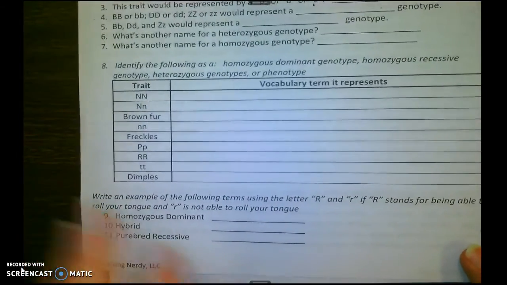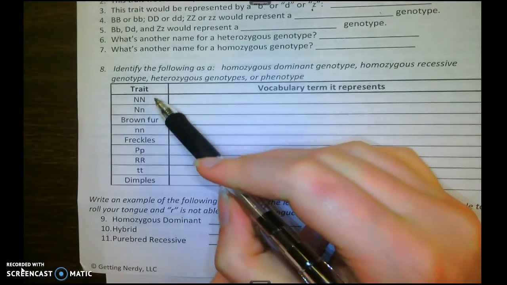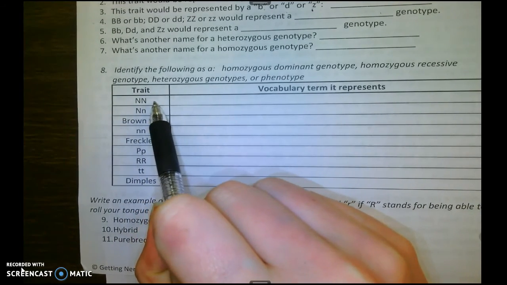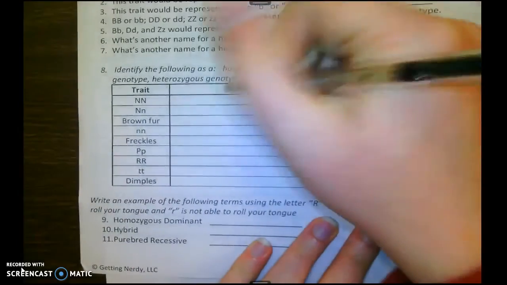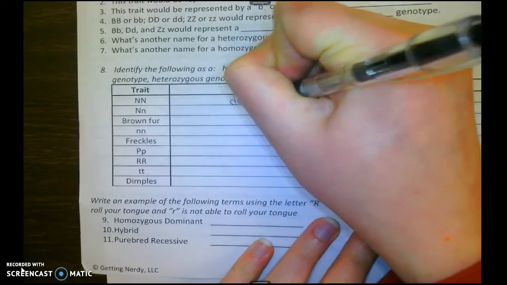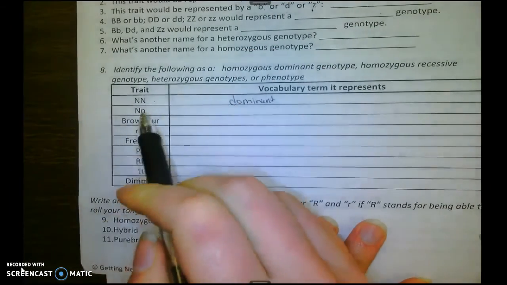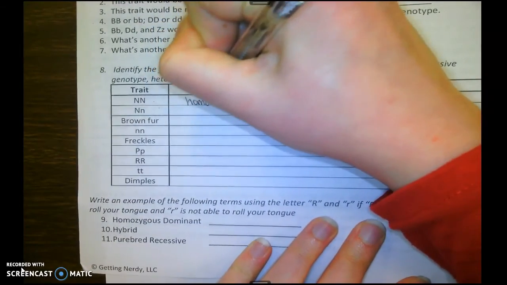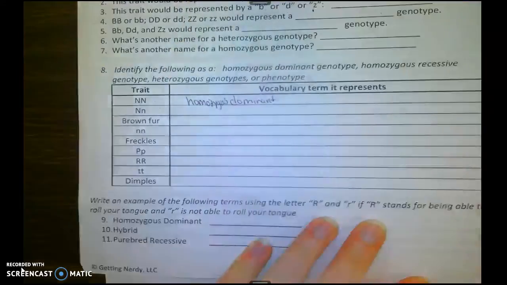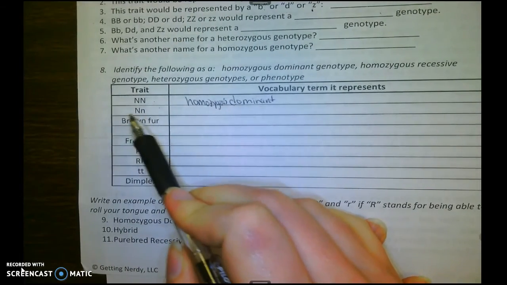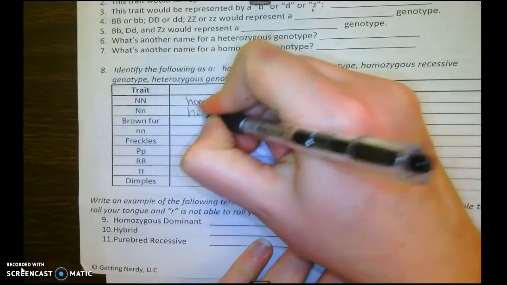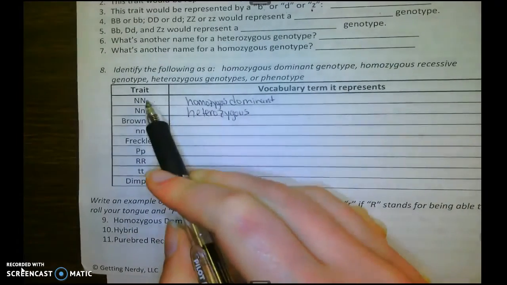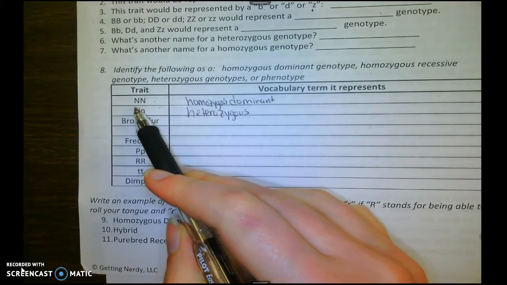So, when we go to our vocabulary term, the first thing that I see is 2 capital N's. So, they are both capital. Are they dominant or recessive? Well, capital is going to be dominant. Okay? They are also the same case. So they are going to be homozygous. The second one, they're different cases. This is going to be heterozygous. And because it has a capital letter, this is also going to show the dominant trait.